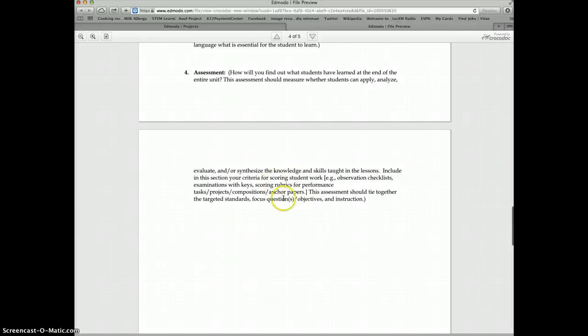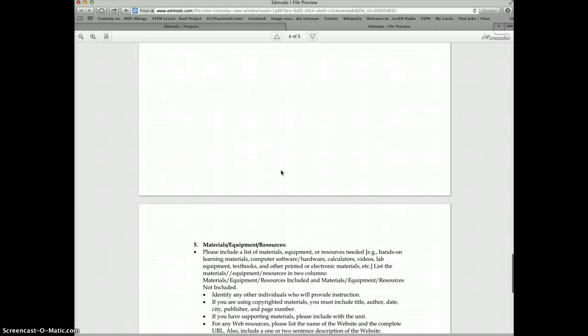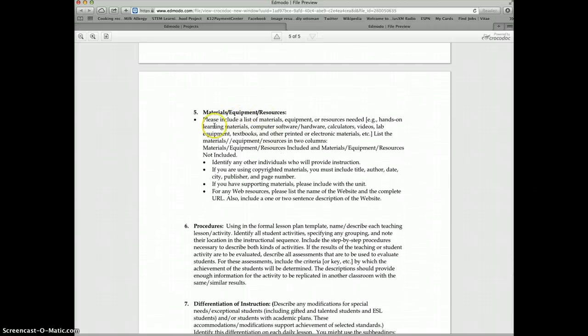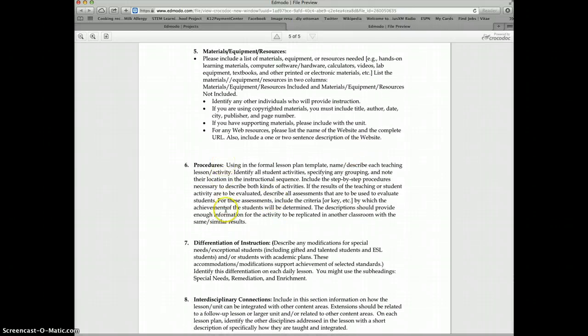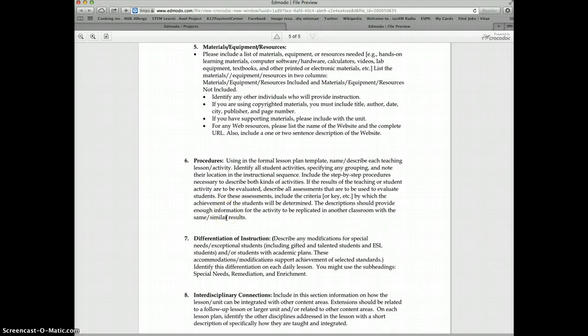Okay, and then there's a little prompt here that describes this for you. This is going to be all the materials and equipment and everything listed. And I would just list it just like you do on your lesson plan. So student required materials and teacher required materials. Your procedures, now this you would just take right off your lesson plan.